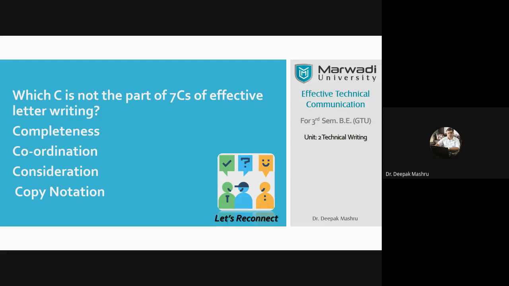Wow. Great. Okay. I have edited one option of coordination just to confuse you people, but you could find out that copy notation is the option. This is the wrong one. Very good. So proud of you people.